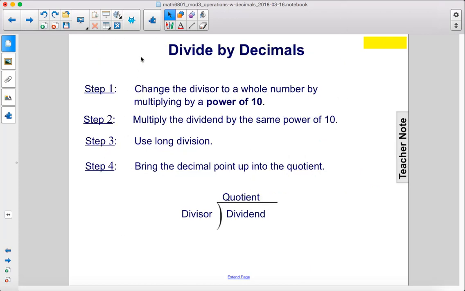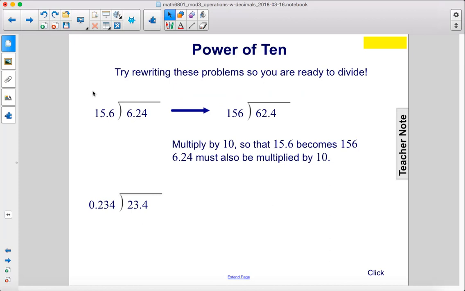There are 4 steps in dividing by decimals. Step 1. Change the divisor to a whole number by multiplying by a power of 10. Then multiply the dividend by the same power of 10. Use long division, and then bring the decimal point up into the quotient. Try rewriting these problems so you're ready to divide.